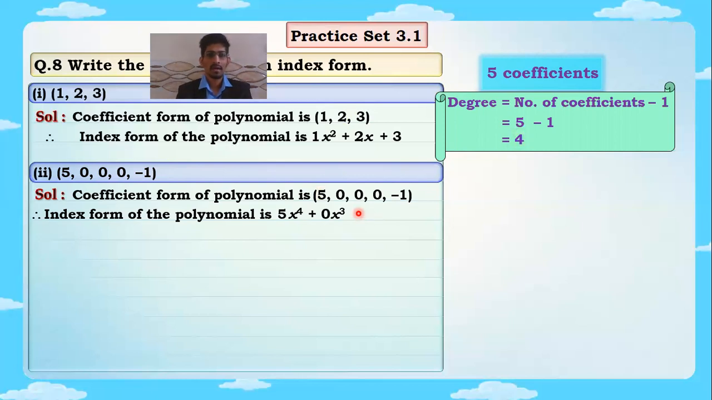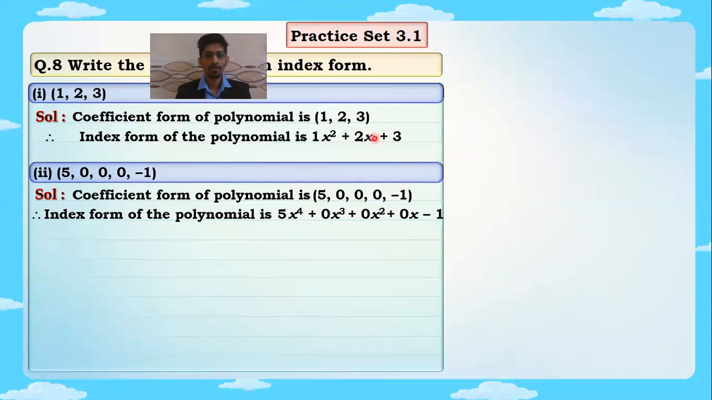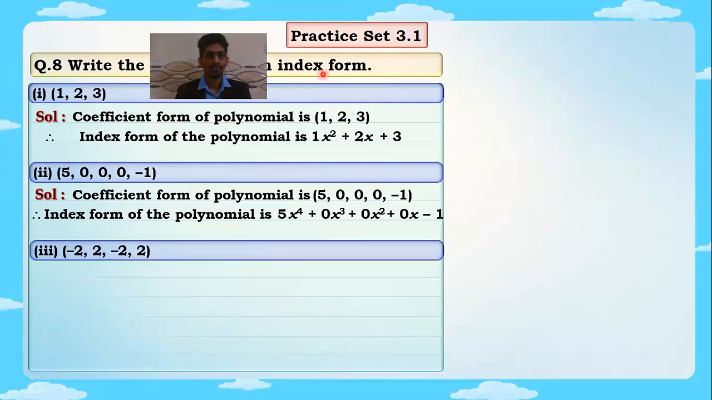After this we'll write plus 0 x square, then next plus 0 x, and at the end we'll write the constant term, that is -1. As simple as that. It is a very simple question, students. I hope you all understood this. I want you all to write down this and try the third one.